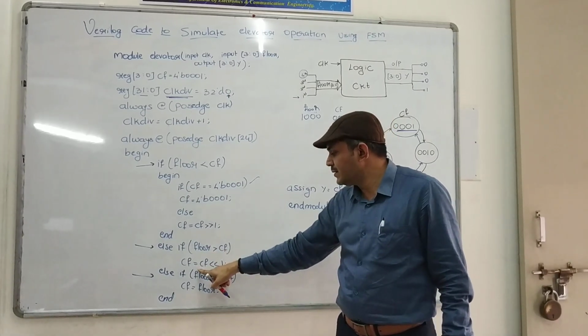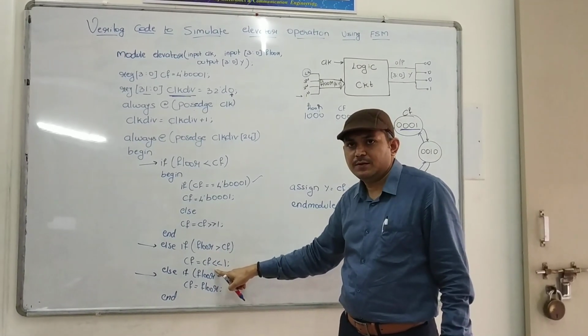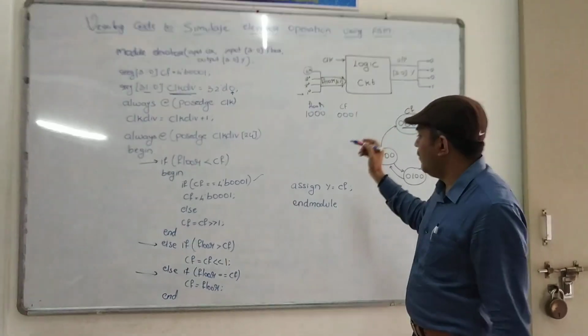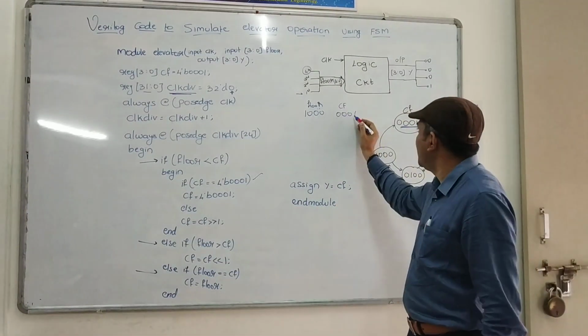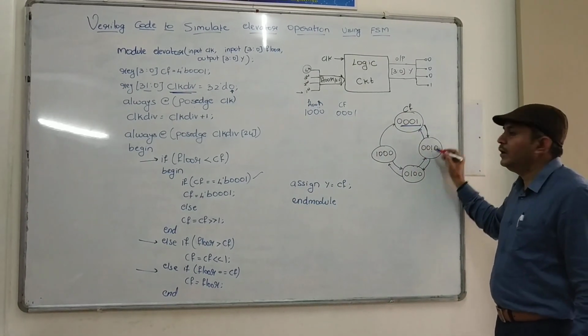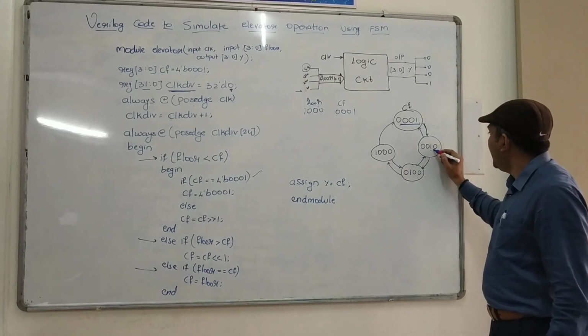So now what does it do? It will shift left by once. Okay, shift left by once. What is the value here? Current floor is shifted by once, which means we will move from here to here. Now new values will be stored.